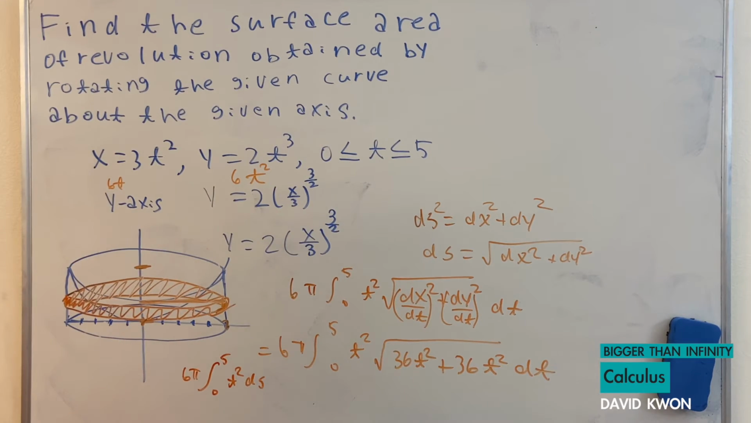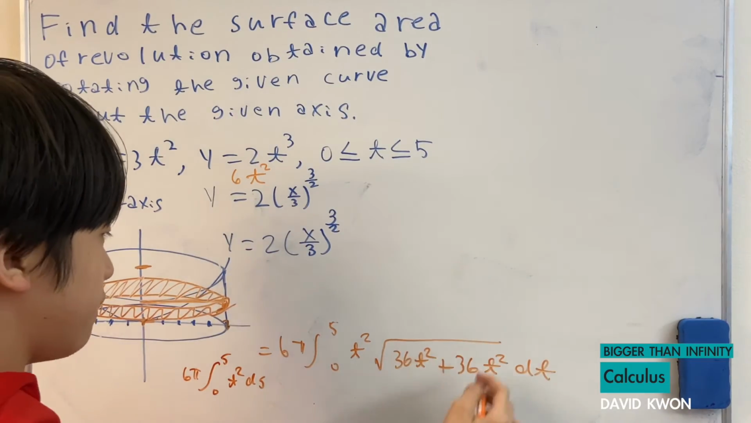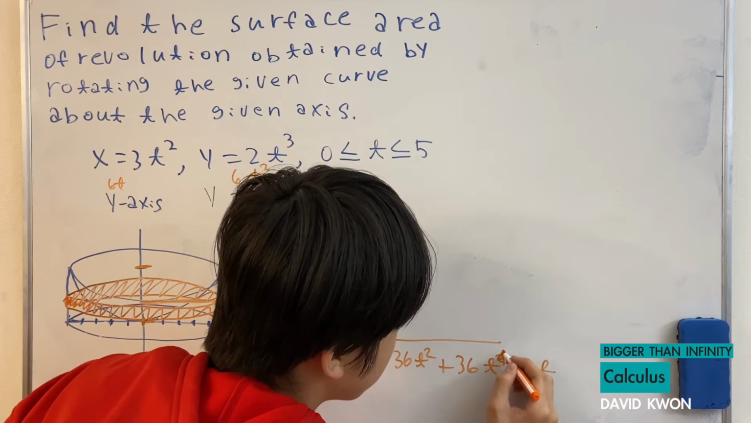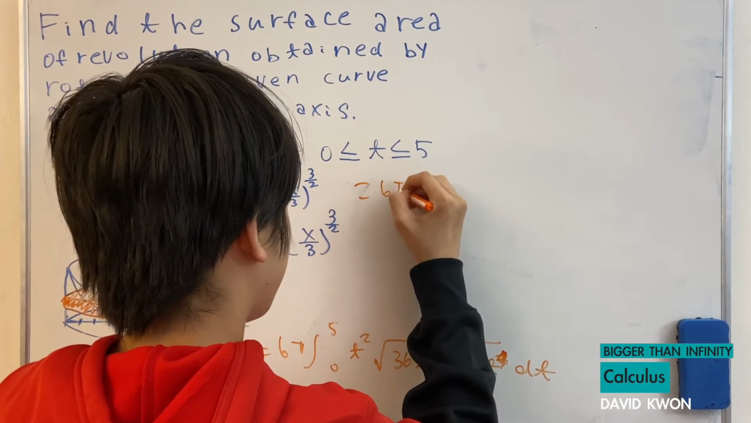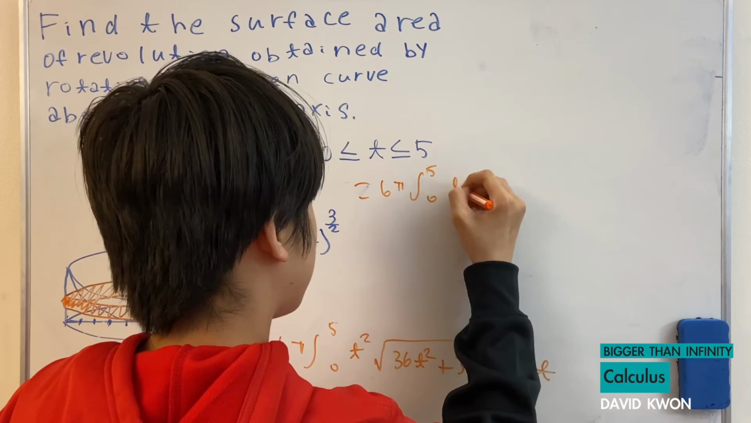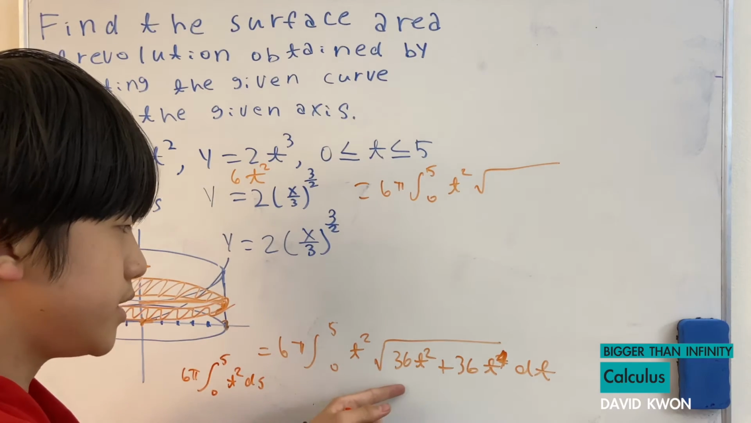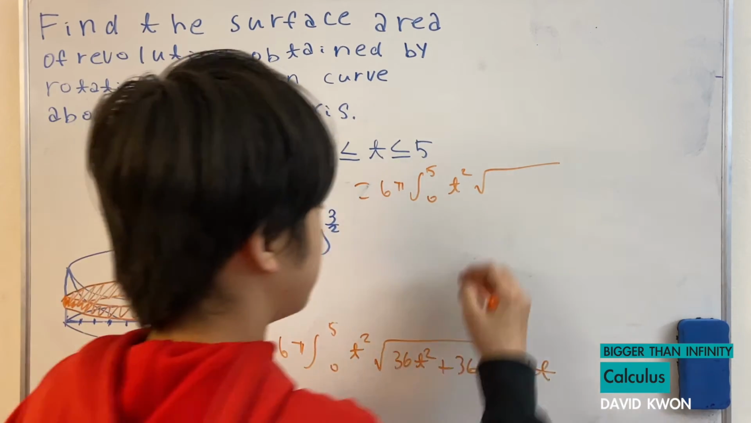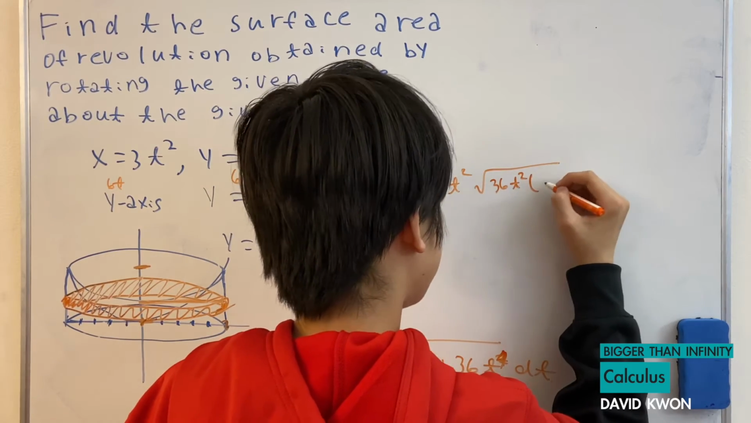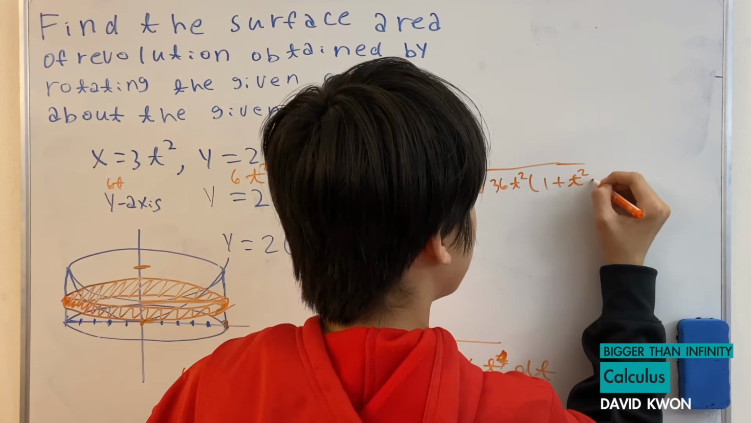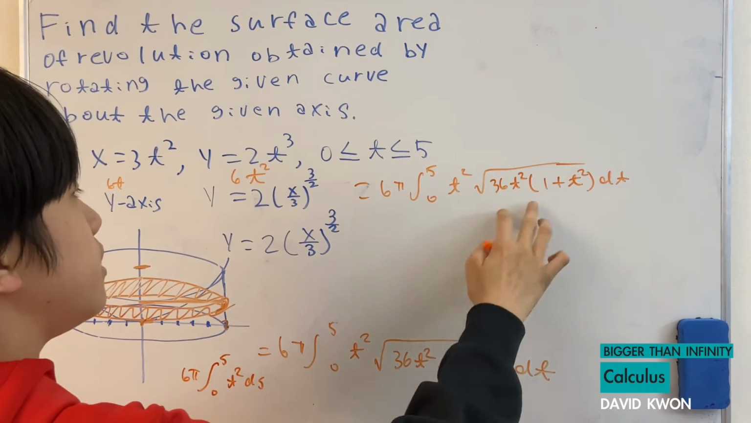I'm again running out of room, so now let's work on the inside of here. Oh, it's supposed to be to the power 4, not 2. Okay. Let's work on the inside of this. We can group 36 and t to the power of 2. So 36 times t to the power of 2, times 1 plus t squared, and times dt.